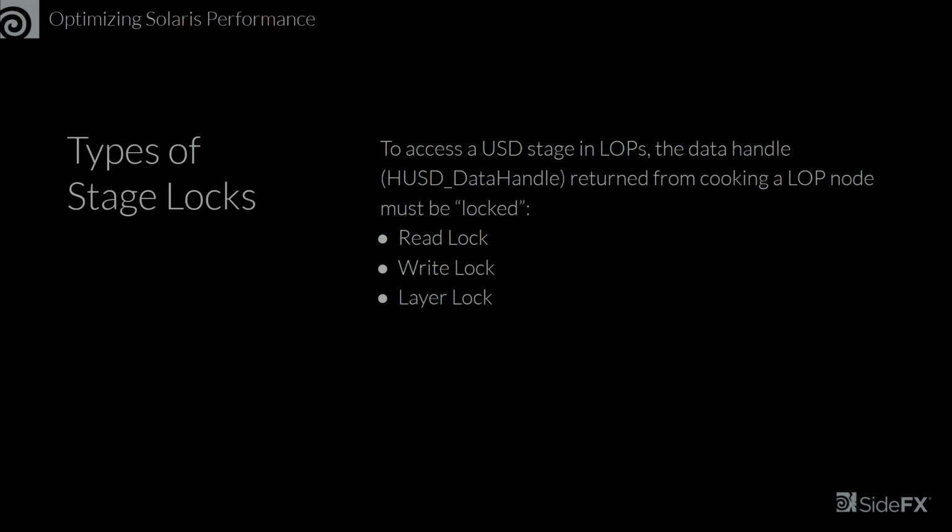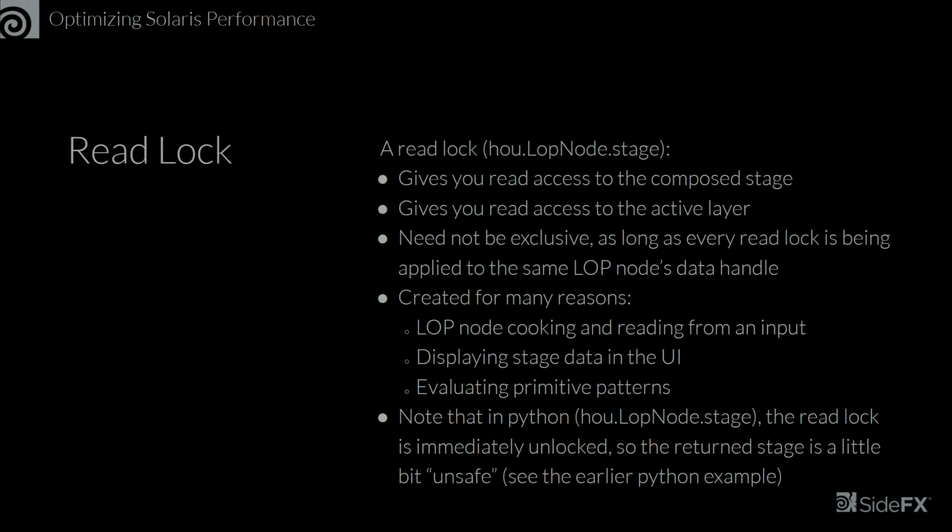So there are 3 types of stage locks. You can get a read lock, a write lock, or a layer lock. Read lock is for reading from the stage. So this is what happens when you do the lopnode.stage method. It gives you read access to the composed stage. It gives you read access to the active layer.